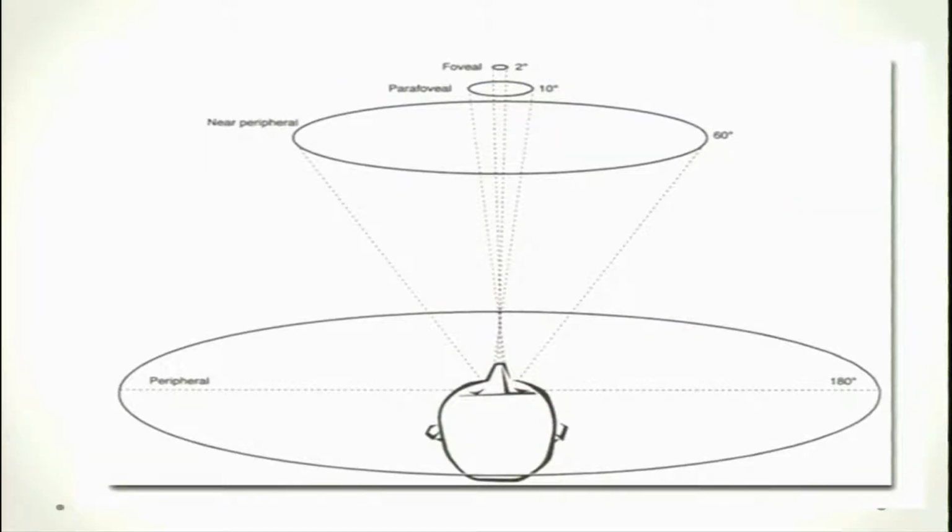This is again just the same thing. So the foveal region is around 2 degrees, parafoveal is around 10 degrees, peripheral is around 60 degrees. So these are basically just depictions of how much meaningful information you can actually gain through vision.